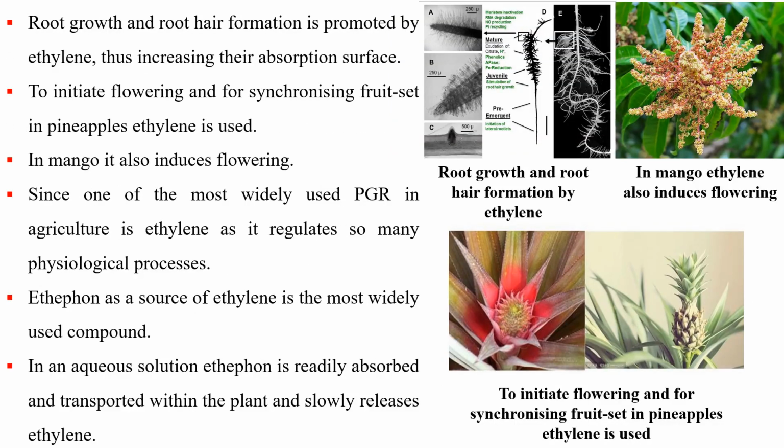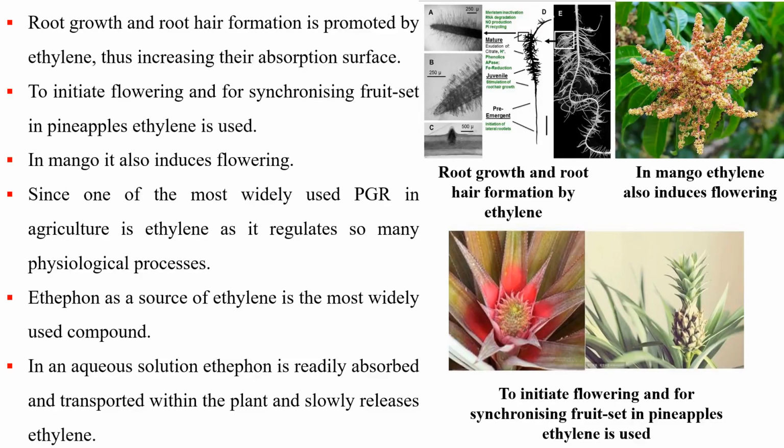Root growth and root hair formation are promoted by ethylene, thus increasing the absorption surface. Ethylene is used to initiate flowering and to synchronize fruit set in pineapples. In mango, it also induces flowering. One of the most widely used PGRs in agriculture is ethylene, as it regulates so many physiological processes.